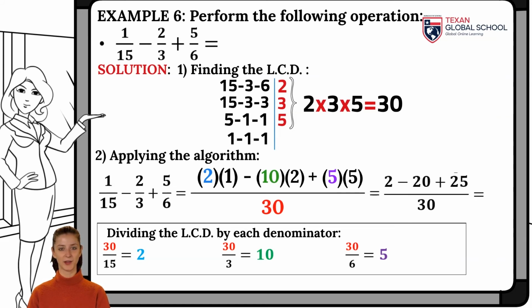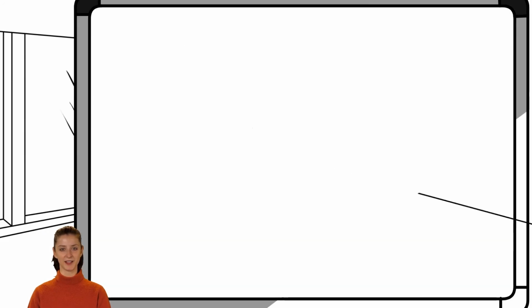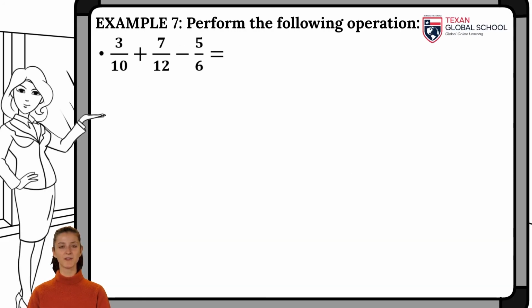Once the algorithm has been applied to add or subtract fractions with different denominators, we perform the products and then additions and subtractions by the hierarchy of operations, thus obtaining 7/30. In this last example, we also have fractions with unlike denominators.